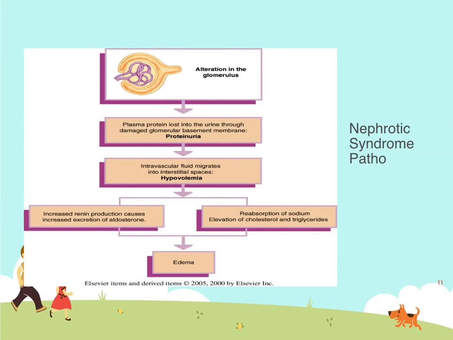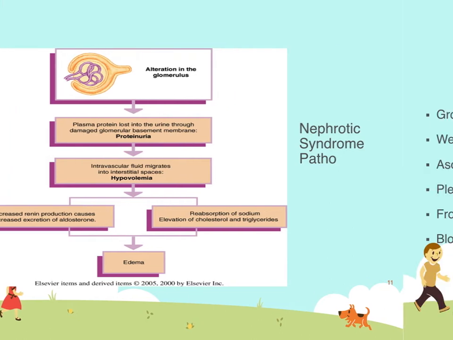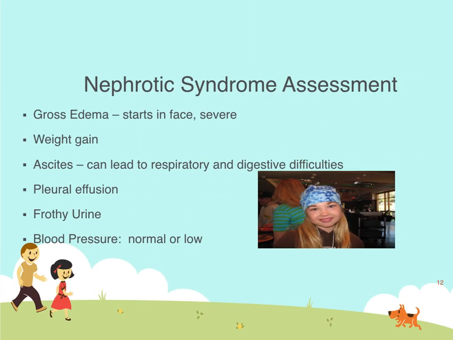Here is another table that's from your book. And you can see the pathology of what goes on, why this child ends up with hypertension, swelling, hypovolemia, and the significant proteinuria. So what is this child going to look like?